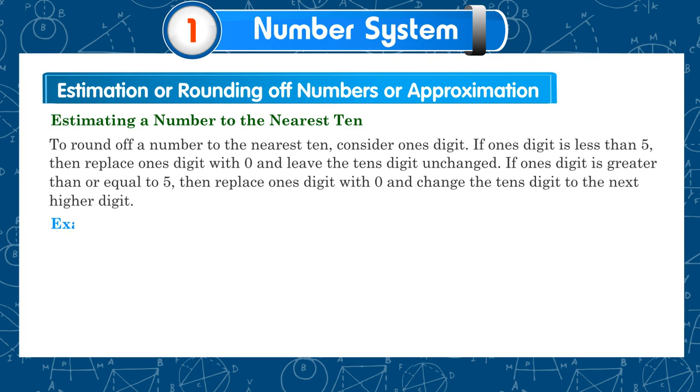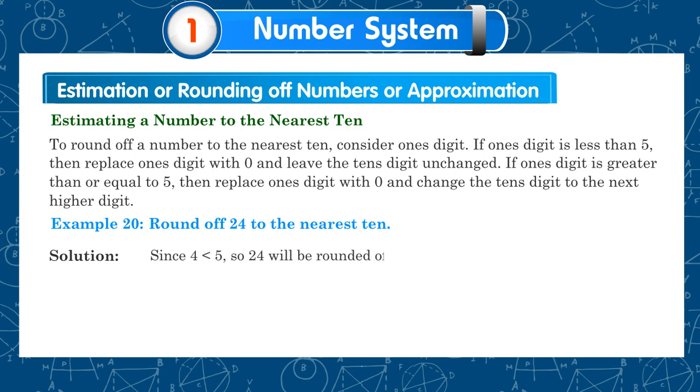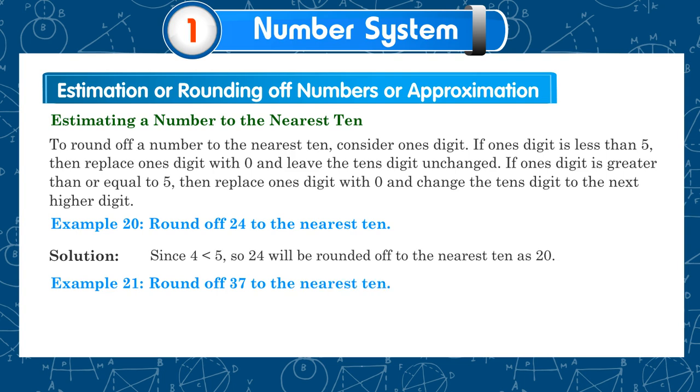Example 20. Round off 24 to the nearest 10. Solution. Since 4 is less than 5, so 24 will be rounded off to the nearest 10 as 20. Example 21. Round off 37 to the nearest 10. Solution. Since 7 is greater than 5, so 37 will be rounded off to the nearest 10 as 40.